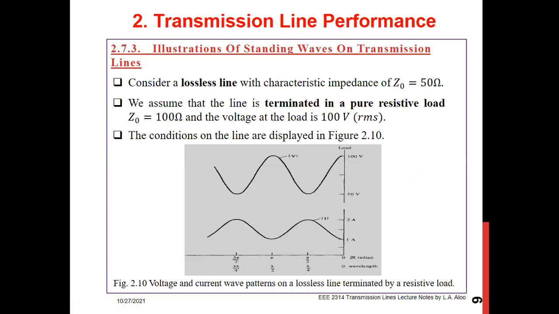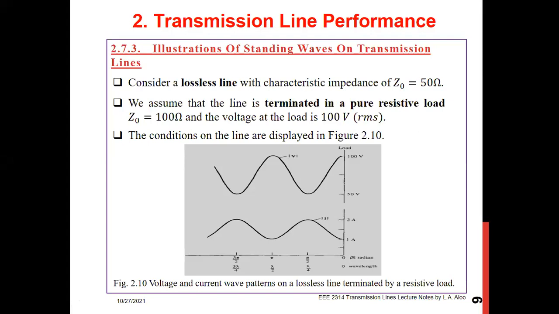Okay, now I want us to have visual illustrations of the standing waves on the transmission line. And I want us to begin by considering a case of a lossless transmission line. Now, for the lossless transmission line, like I said, R is equal to 0 and G is equal to 0. So we expect that the signal launched into the transmission line, 100% of it should be delivered to the load.